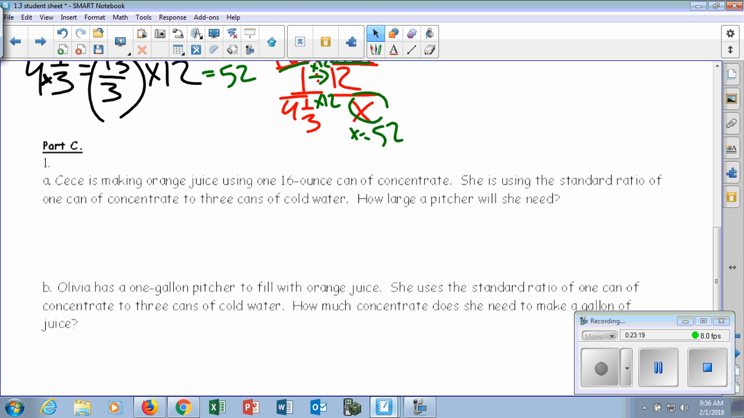Cece is making orange juice using 16-ounce cans of concentrate. She's using the standard ratio of 1 can of concentrate to 3 cans of cold water. How many cans is she using? 1 can, 2, 3. So we're using 4. Exactly. 4 cans total.